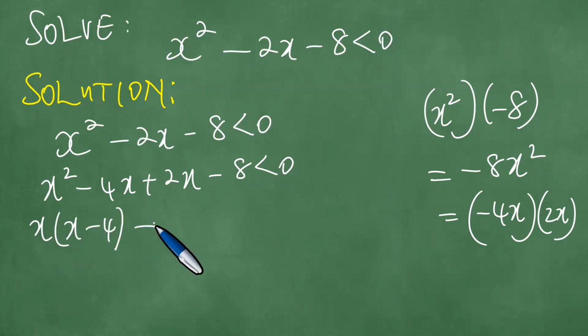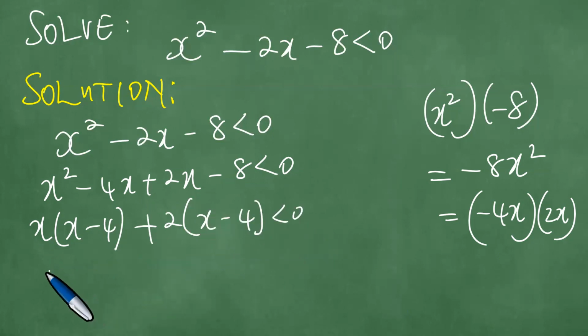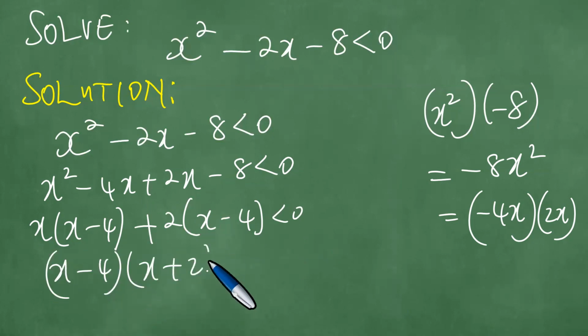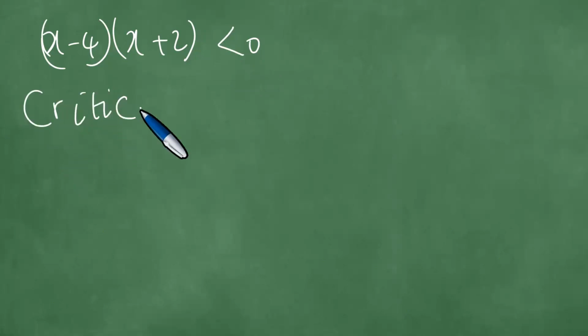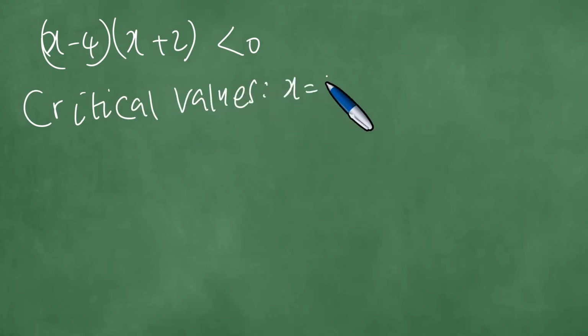x into x minus 4, plus 2 into x minus 4, is less than 0. x minus 4 is a common factor, then we have x plus 2. So x minus 4 into x plus 2 is less than 0. We find the critical values, which means x is 4 and x is minus 2.